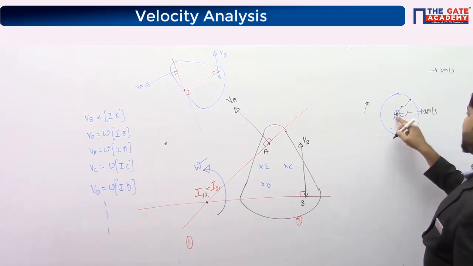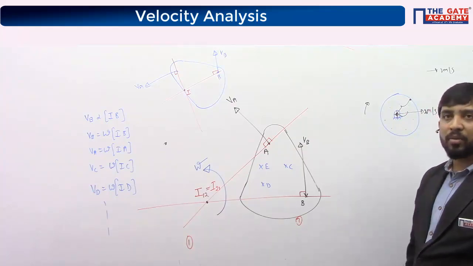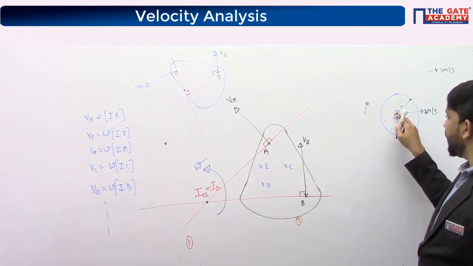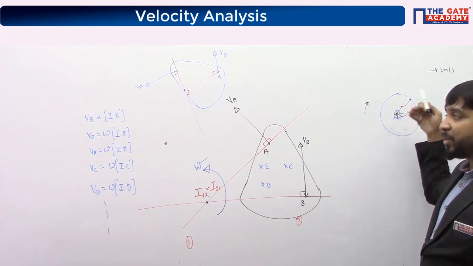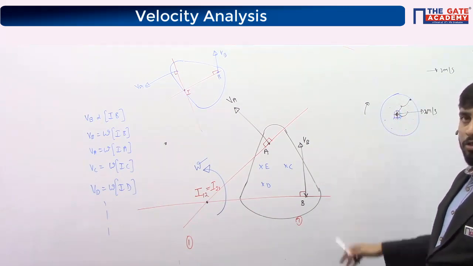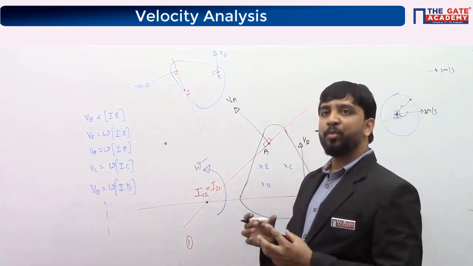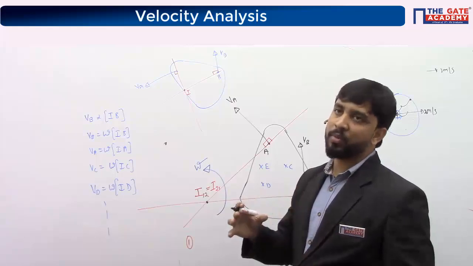So I can say only the center will have 2 meters per second. All other points will have different velocities. I can say the velocity of this point on the disk is 2 meters per second. So the velocity of the coincident point on the board is also 2 meters per second. Whenever I say center of rotation, the velocity of that point will be the same, okay? Whether you consider it on body 1 or body 2.